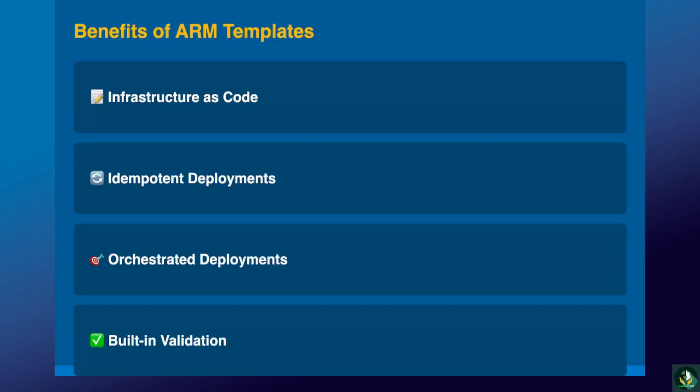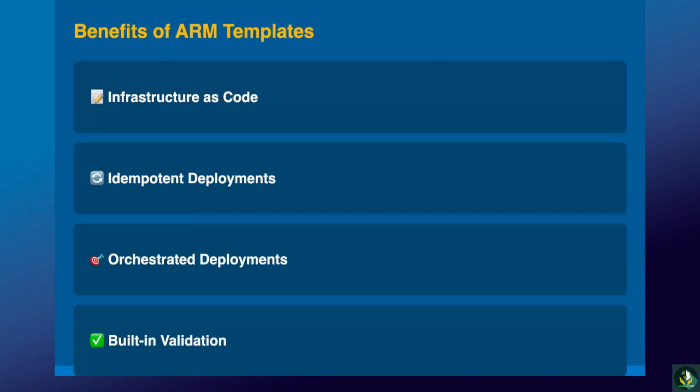So let's quickly review the key benefits of using Azure Resource Manager templates for deploying and managing your cloud infrastructure. As I've said, ARM templates enable you to automate deployments and adopt the practice of infrastructure as code, making your infrastructure management more efficient, reliable, and scalable.